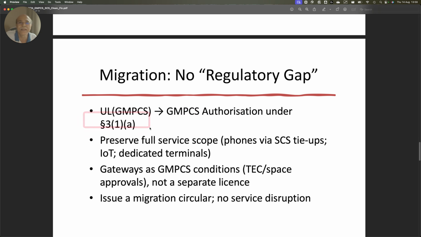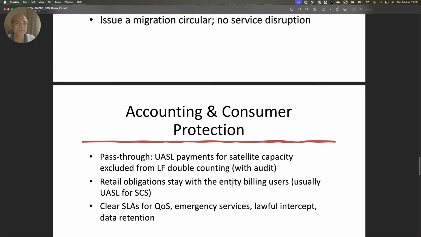So what is the regulatory gap the TRAI is talking about and the DOT is talking about? I do not really understand what is going on. Preserve full service scope: phones via SCS tie-up, IoT dedicated terminals, gateways via GMPCS conditions, TCs, space approval, not a separate license. Issue migration circular, no service disruption.